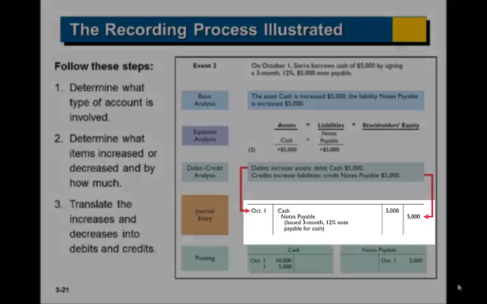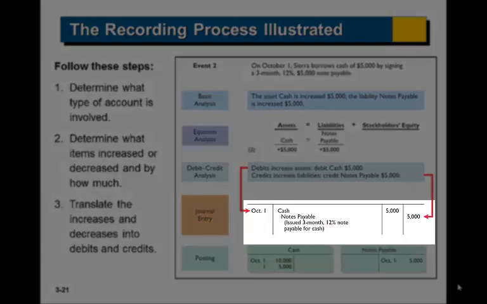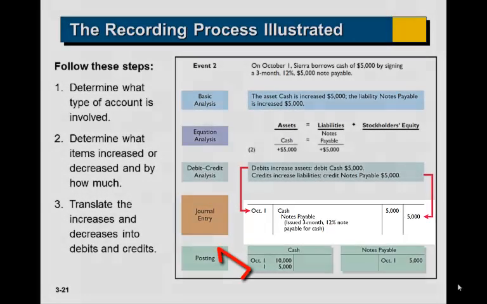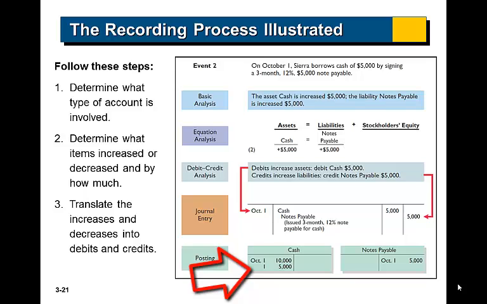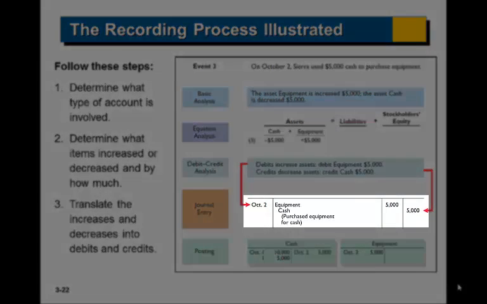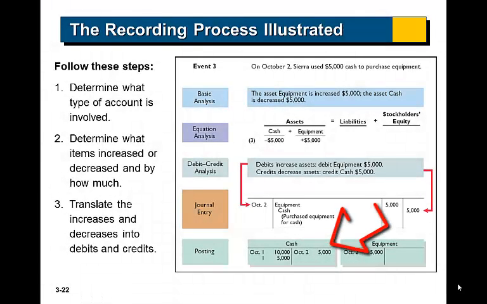In the second entry, we debited cash and credited notes payable. We therefore enter $5,000 on the left-hand side of the cash T account because it is being debited, and we enter $5,000 on the right-hand side of the notes payable T account because it is being credited. In the third entry, we debited equipment and credited cash. We therefore enter $5,000 on the right-hand side of the cash T account because it is being credited, and we enter $5,000 on the left-hand side of the equipment T account because it is being debited.